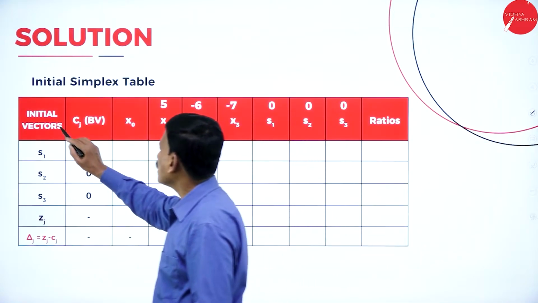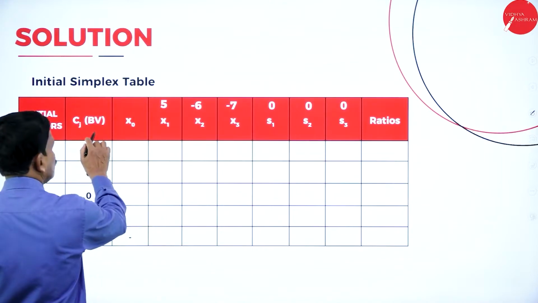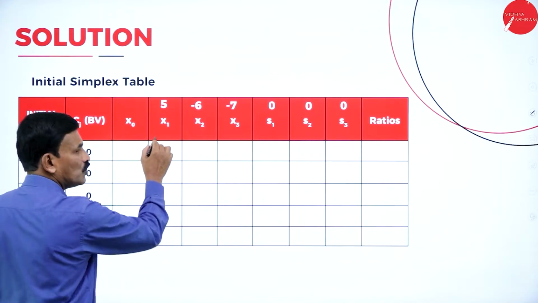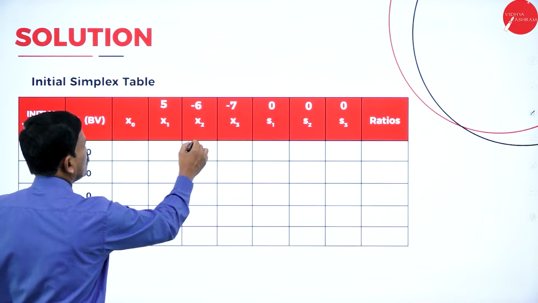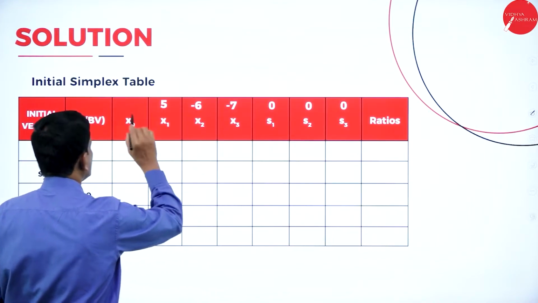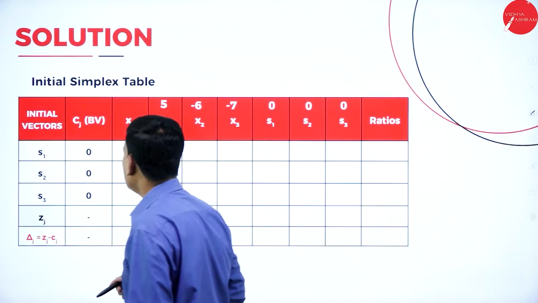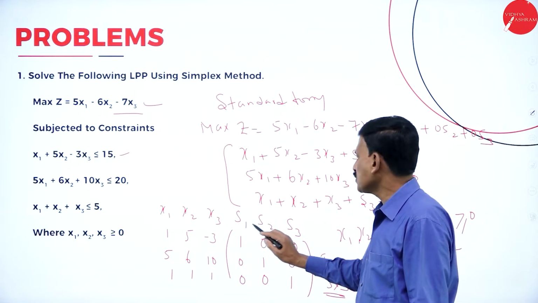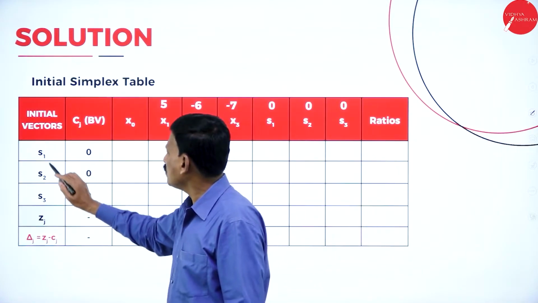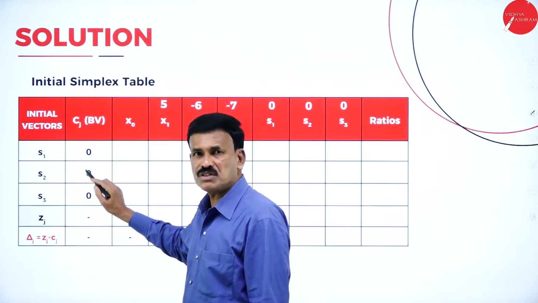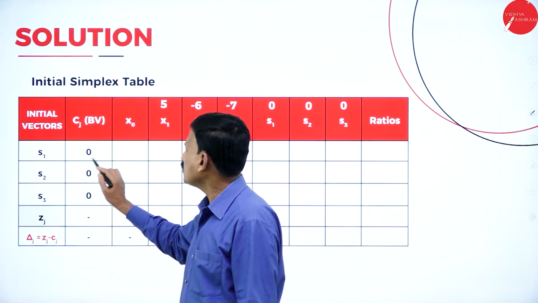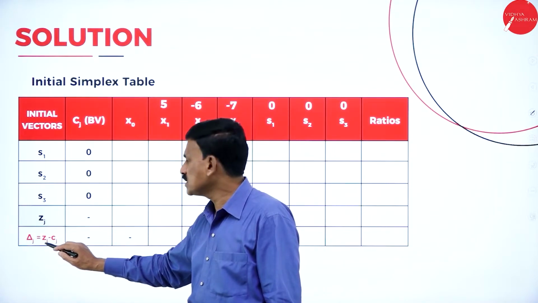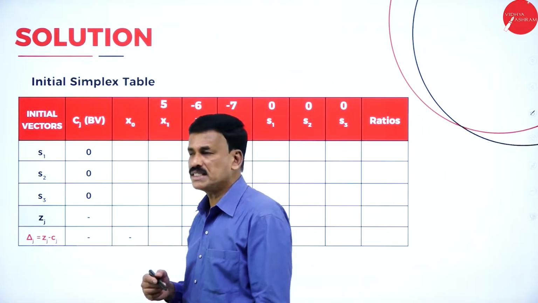So in the first row, the initial vectors are coefficient of basic vectors, basic values that is Cj, and the coefficients of the objective function. So x1, x2, x3, s1, s2, s3, the ratios and the x0 value. So here s1, s2 and s3 form an identity vector. Therefore, the values of s1, s2 and s3 are taken here. The initial cost of s1, s2 and s3 is 0, 0 and 0. Zj, and the last column contains delta j is equal to Zj minus Cj.